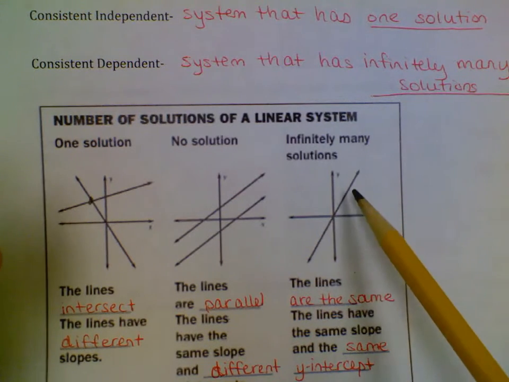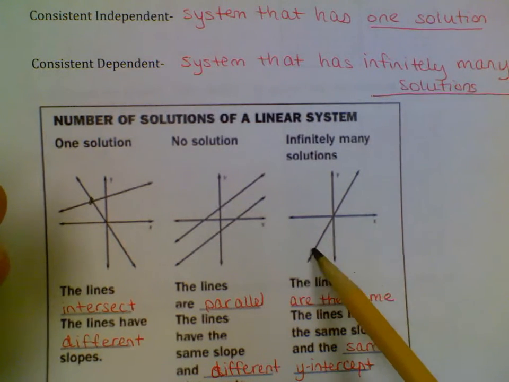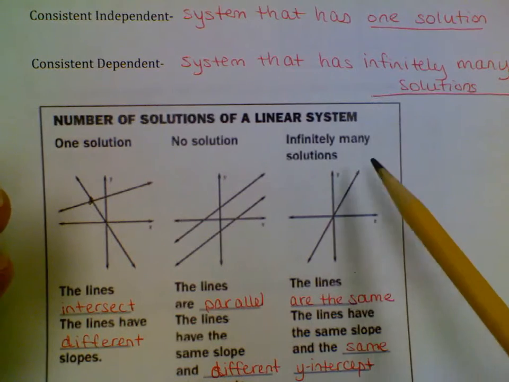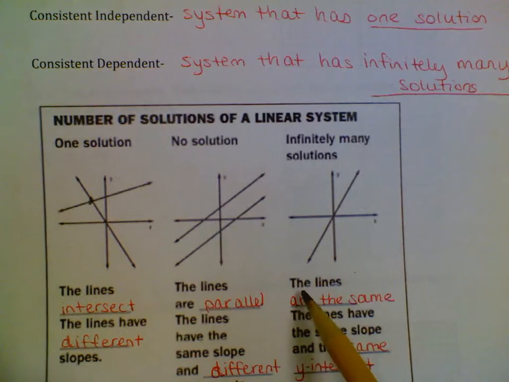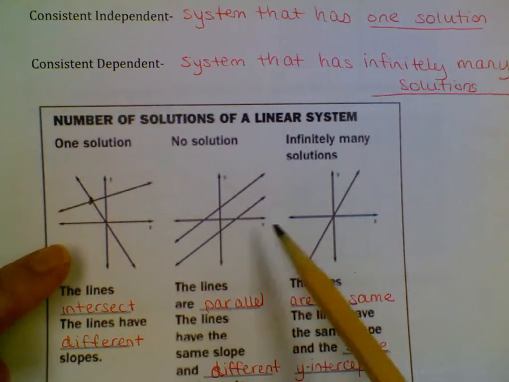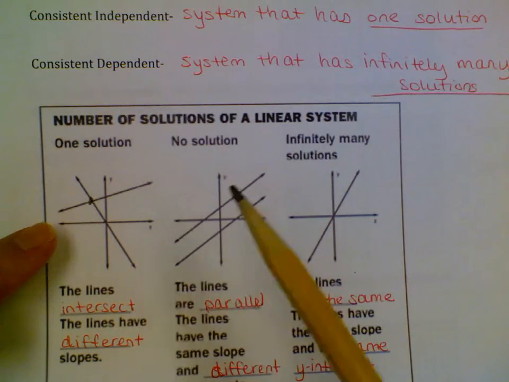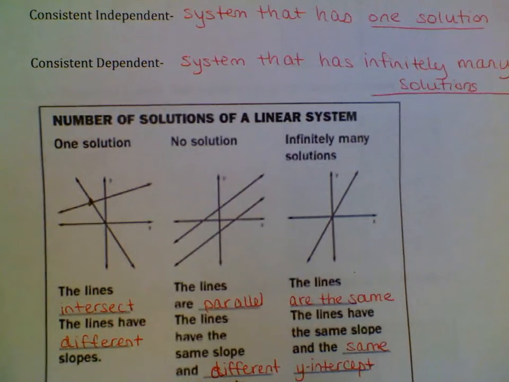And then last, if I have infinitely many solutions, you end up drawing one line, but it's really two lines, one on top of the other. So it's intersecting infinitely many times. In the blanks down there, it says the lines are the same, and the lines will have the same slopes and the same y-intercepts. So three different systems that we're going to talk about: one solution, no solutions, and infinitely many.